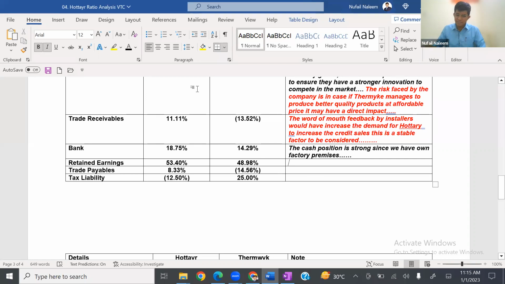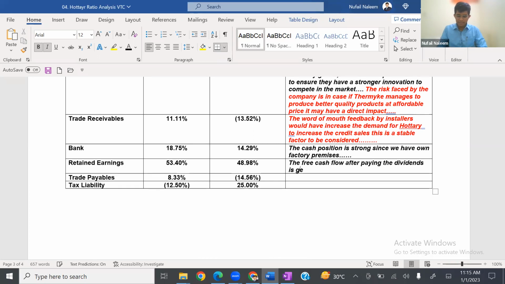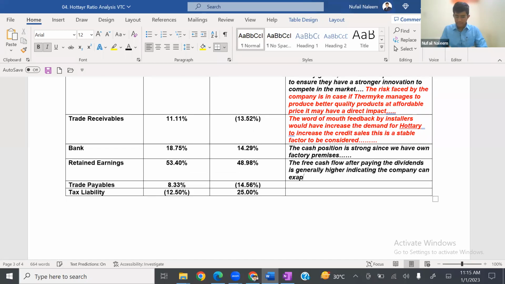So I'll write down here the free cash flow. The free cash flow after paying the dividends is generally higher, indicating the company can expand the geographical and the product segments.